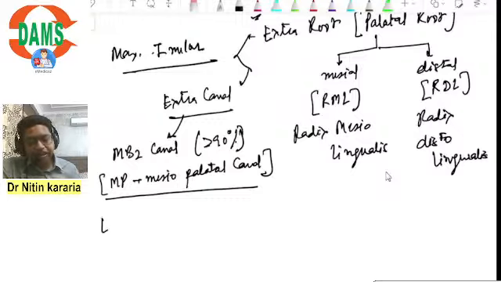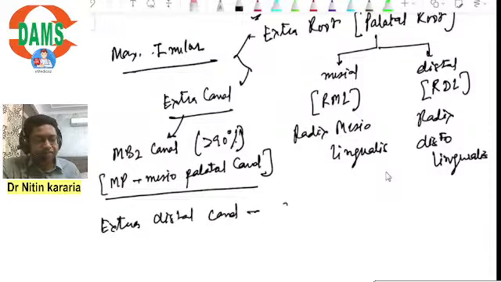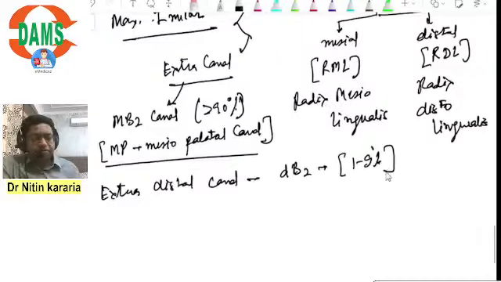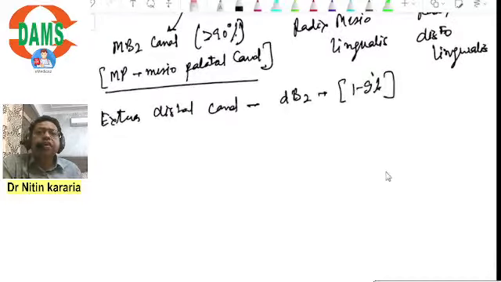There can be an extra distobuccal canal, which is sometimes called DB2, incidence of 1 to 9%. This is relatively rare as compared to this. Okay, these are some of the anatomical variations in the groups of teeth as regards their canal anatomy.